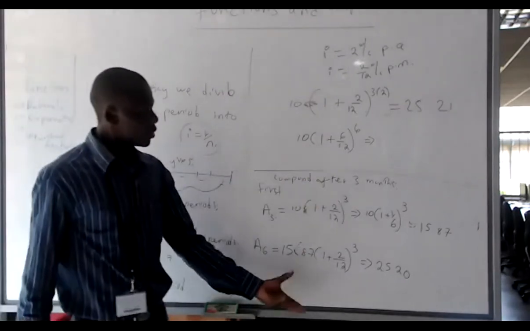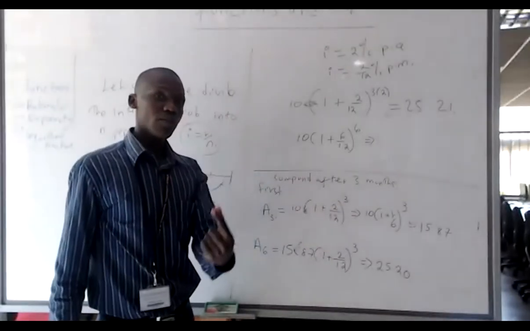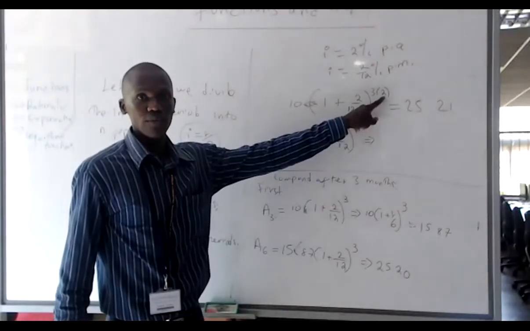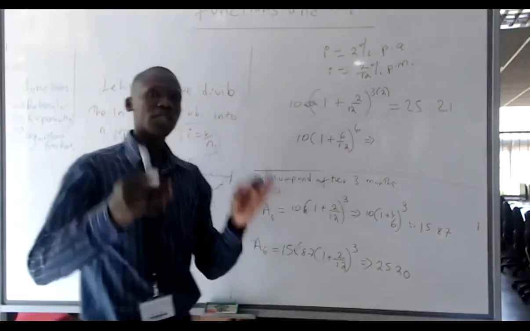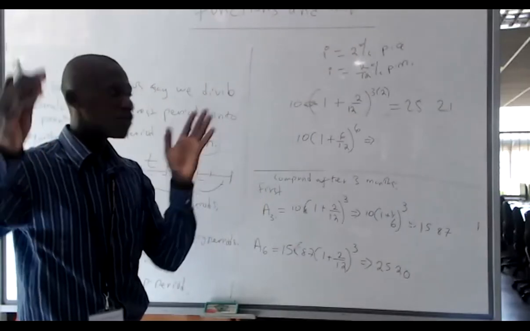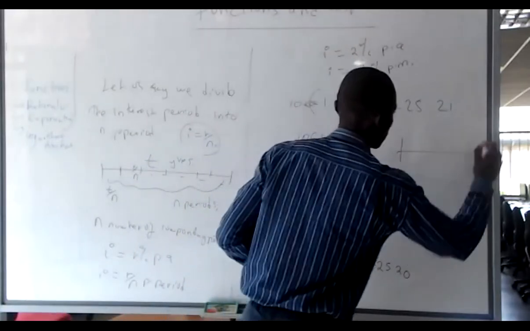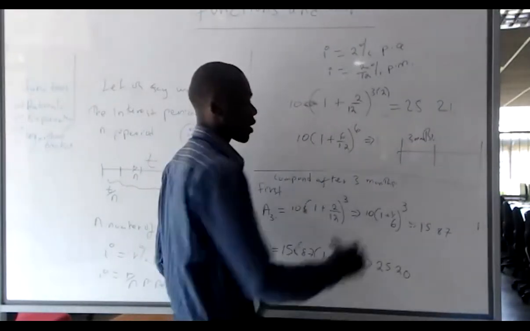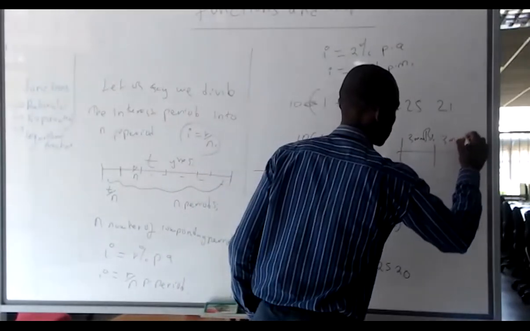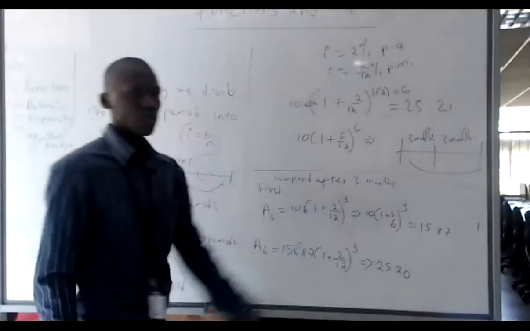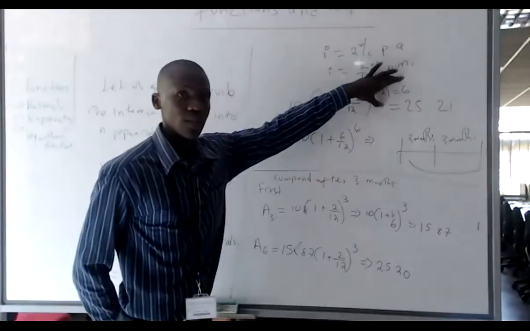In our example, each period is simply 3 months. That's why I have 2 periods. I'm compounding the interest after every 3 months. So the whole investment is 6 months, which means I will have 2 periods. The first 3 months is the first period. The second period is the second 3 months, giving you a total of 6 months. And you notice that 3 times 2 gives you 6 months.